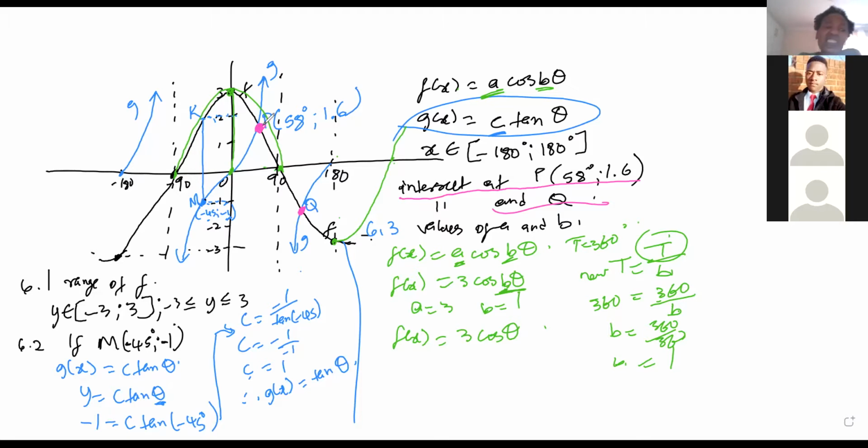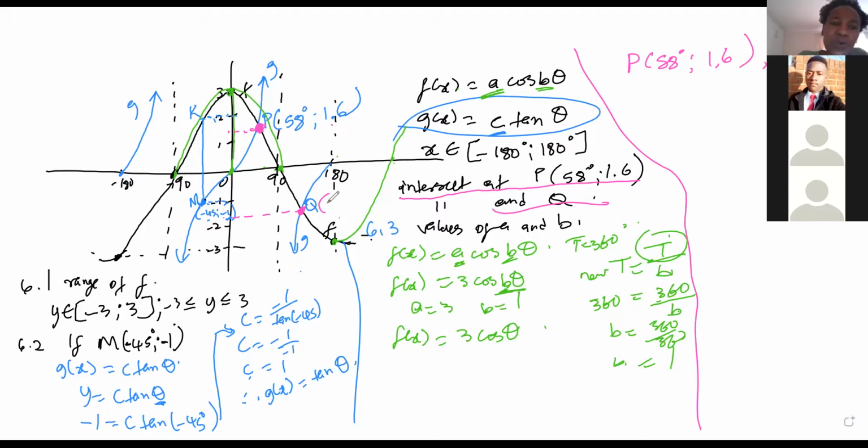And that point of intersection, they gave us the values, is 58 and 1.6. So P was 58 and 1.6. 1.6 is just the amplitude where it intersects. That means even this side it's gonna intersect at 1.6, but on the negative side. That means actually here we have negative 1.6.